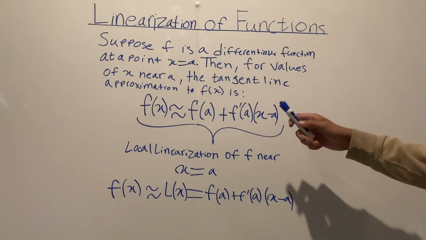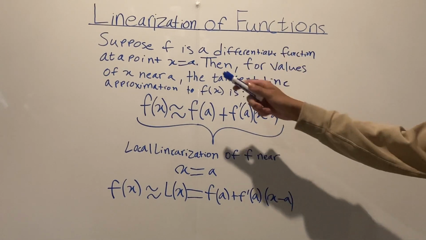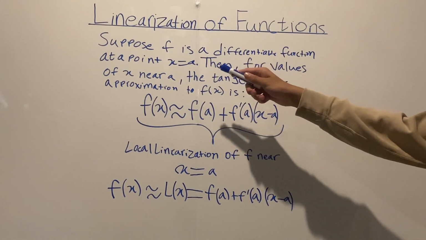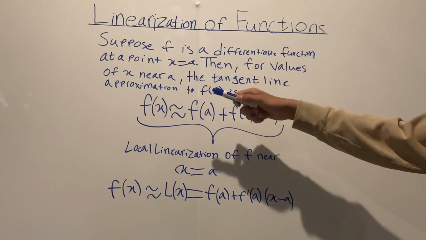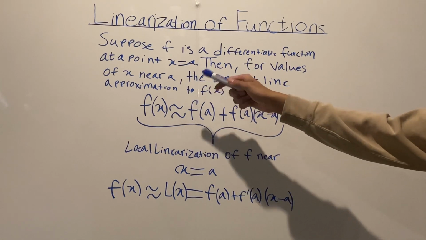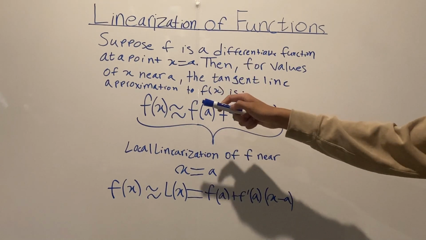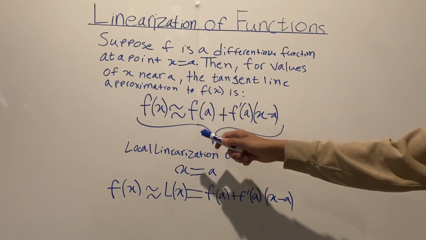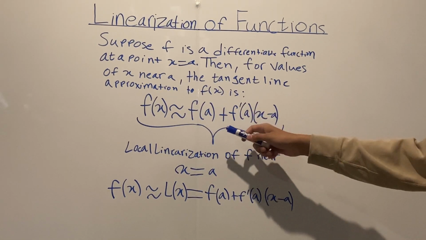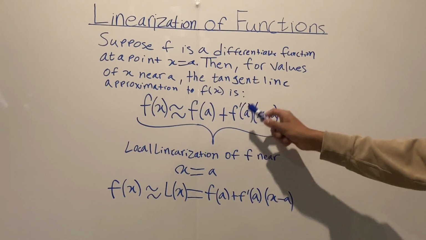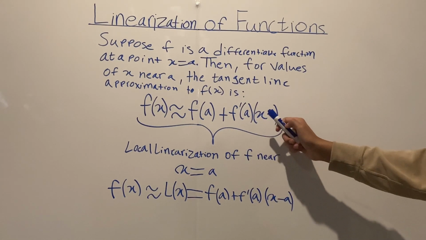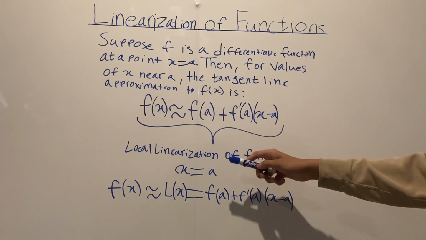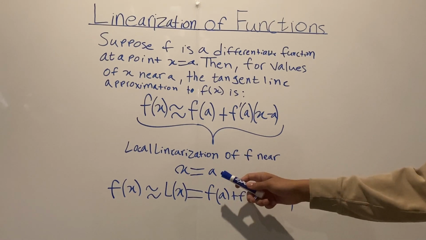So let's look at how to linearize functions. Suppose f is a differentiable function at a point x equals a. Then for the values of x near a, the tangent line approximation to f of x is estimated to be f of a plus the derivative of f of a times x minus a. And we can say this is a local linearization of f near x equals a.